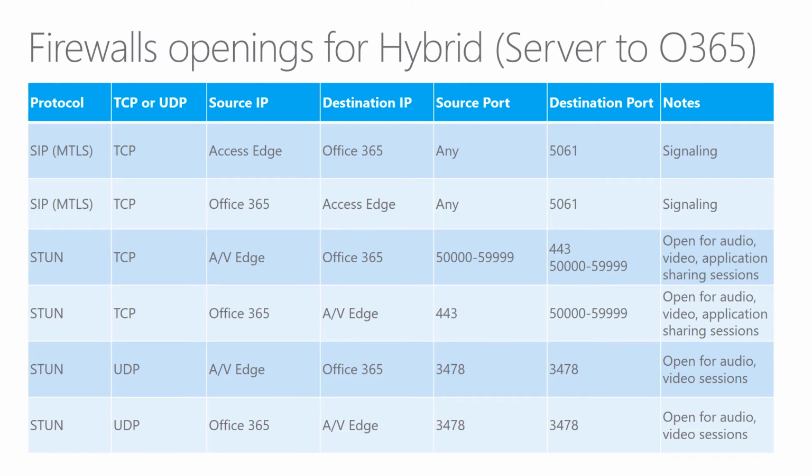So the firewall openings for hybrid. This table shows from a server to Office 365 perspective. I will not go through the details here. You can find that on TechNet or on the support.office.com website. Please always go to the websites to find the latest information, as those ports may evolve with time.